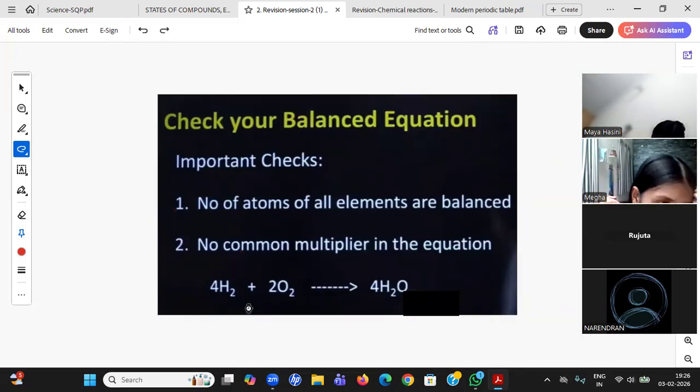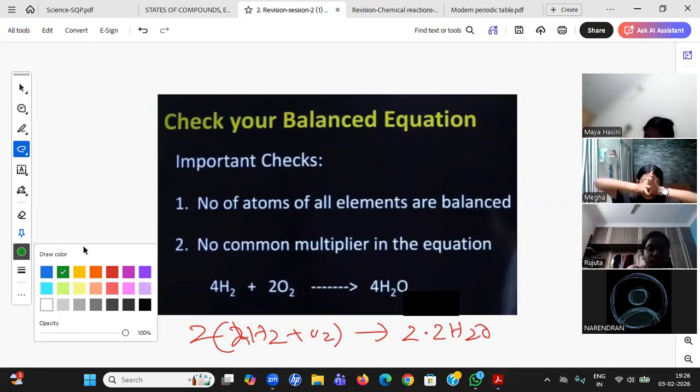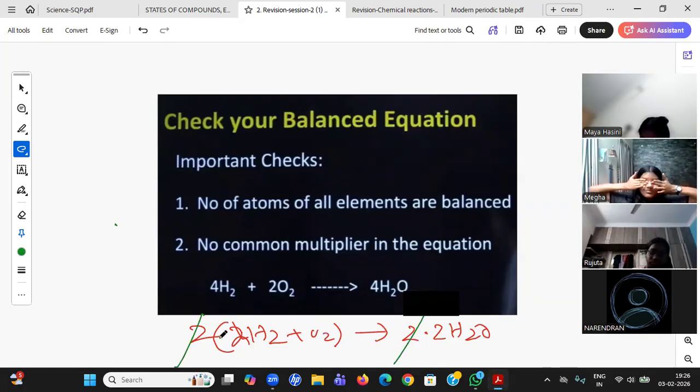Many students will say, sir, 4 into 8 hydrogens, 4 into 8 hydrogens, 2 into 4 oxygens, 4 into 1 is 4 oxygens. Like that they will say it is balanced, but it's wrong. There should be no common multiplier. That means you can take 2 common here: 2 into 2H2 plus O2. You can take 2 common here: 2 into 2H2O. So that this 2 and 2 get cancelled. So your final equation should be 2H2 plus O2 equal to 2H2O.